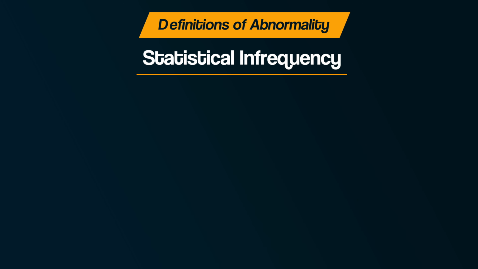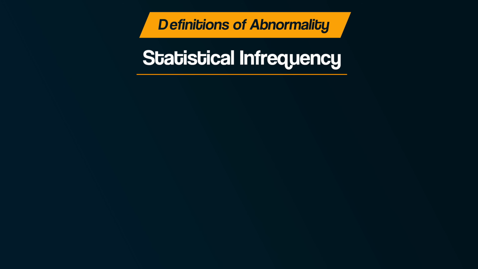We'll now take each definition in turn, then I'll give you some quick-fire multiple choice questions later. Let's take statistical infrequency first. Can you tell me how someone might be defined as abnormal according to this definition, and can you give me an example?